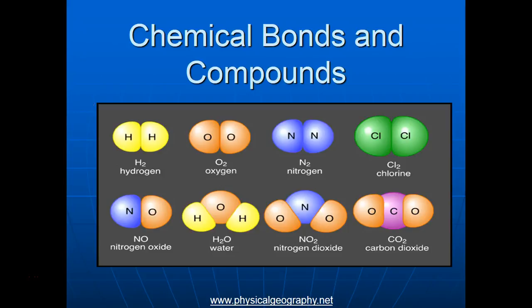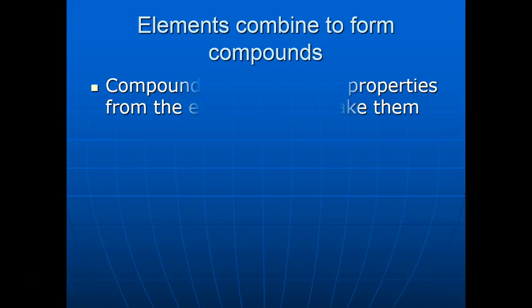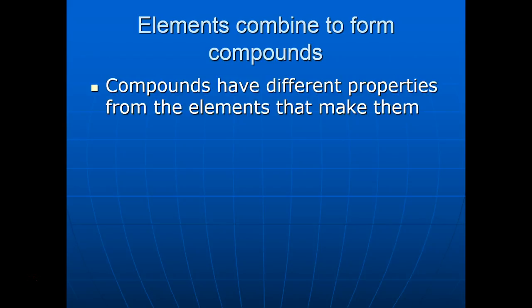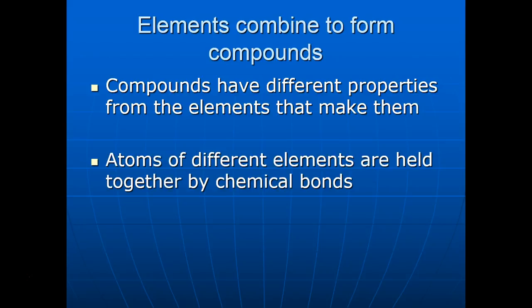This unit talks about chemical bonding and how different chemical bonds form different types of compounds, and then we're going to go into how to name those compounds and how to write formulas for those compounds. So we know that elements combine to form compounds. These compounds have different properties from the elements that make them up.